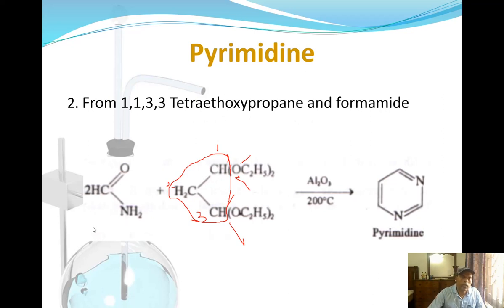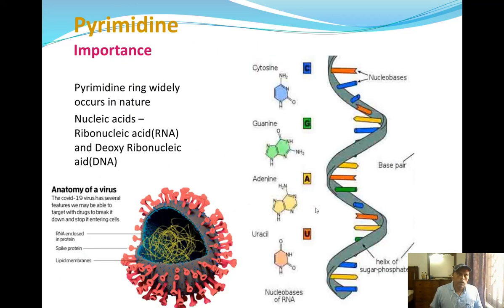Tetraethoxypropane is going to react with formamide in the presence of alumina at 200 degrees centigrade, and you are going to get the product pyrimidine. Next, we will go to the importance of pyrimidine.